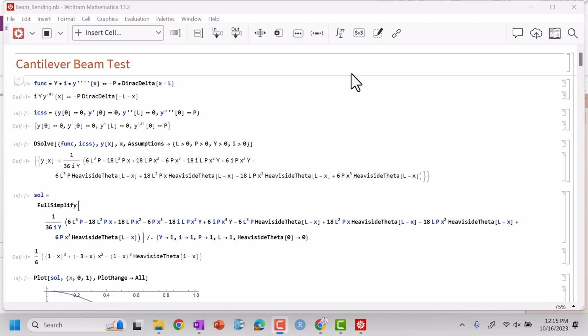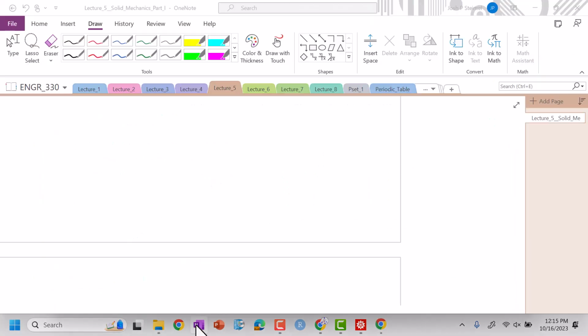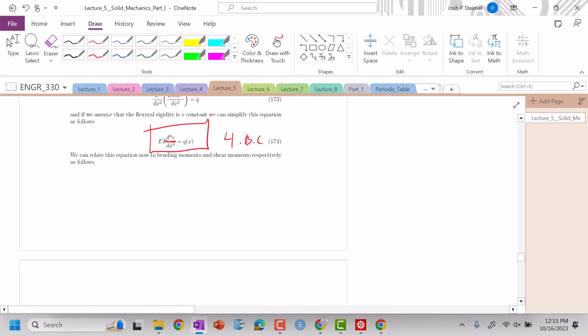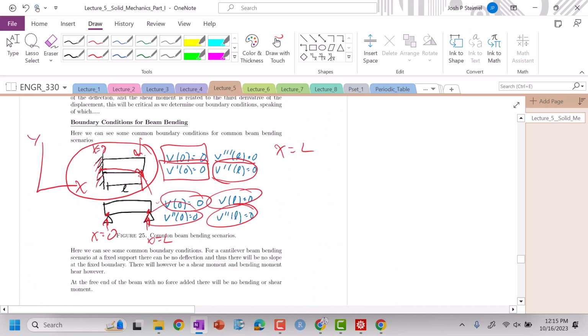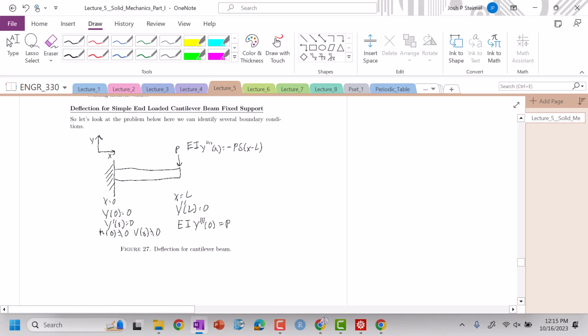We are back, and now we are ready to go, and we can start to look at how we are going to solve our first problem, which is our cantilever beam. So let's go ahead and set up this expression.